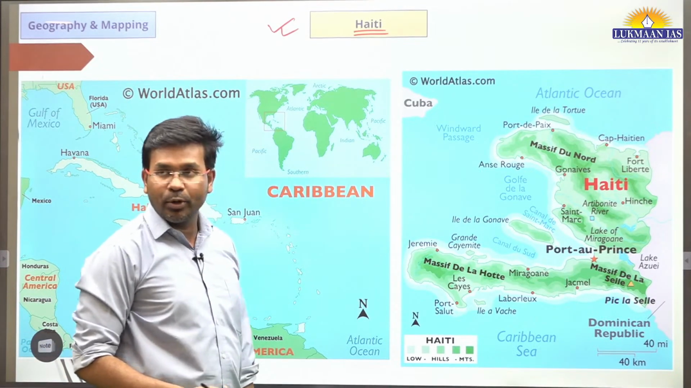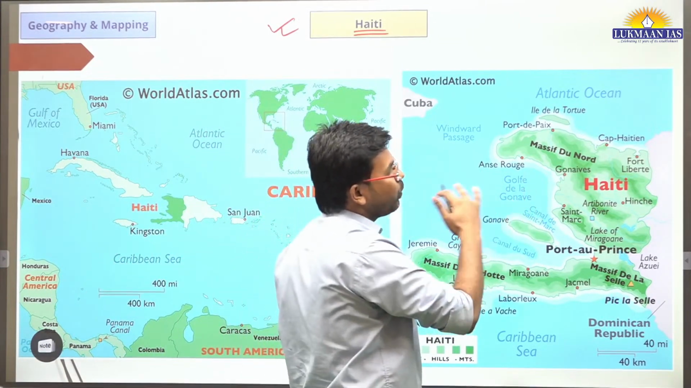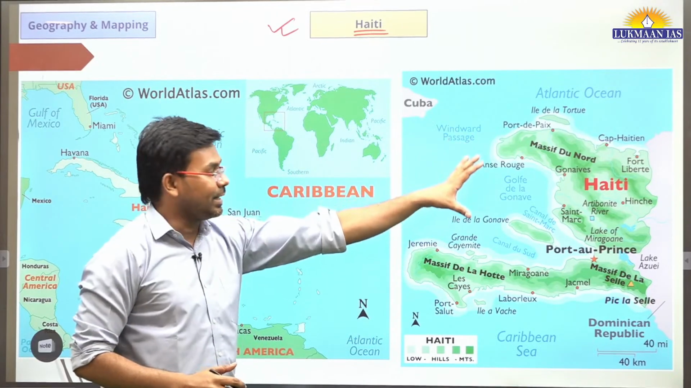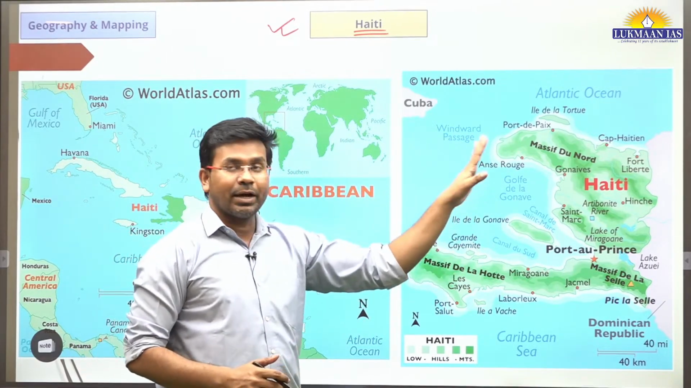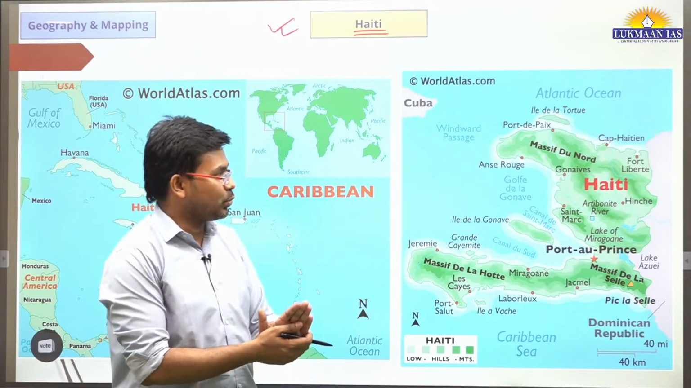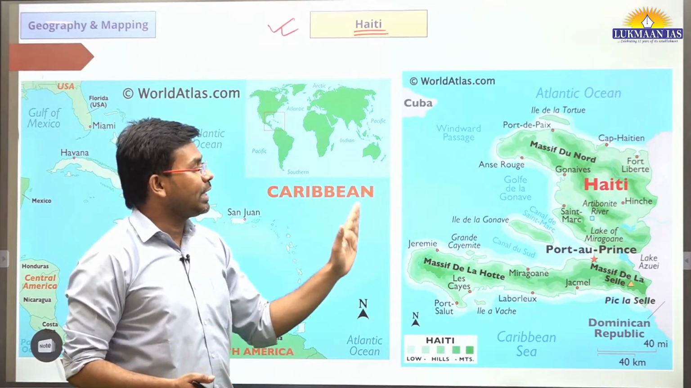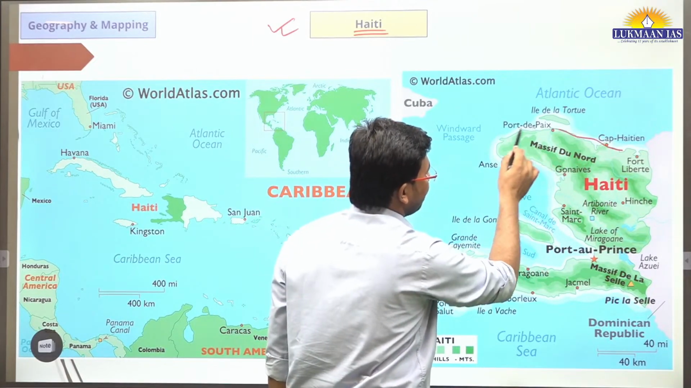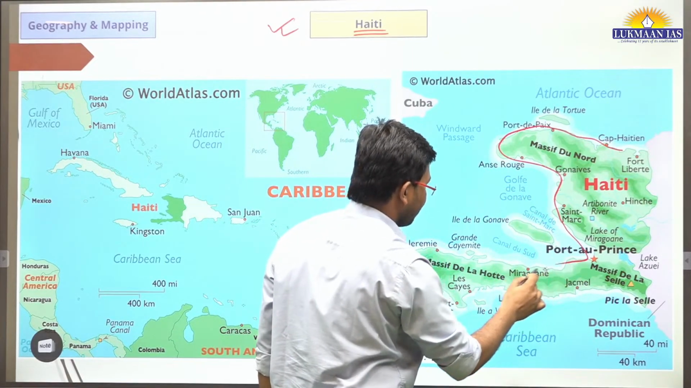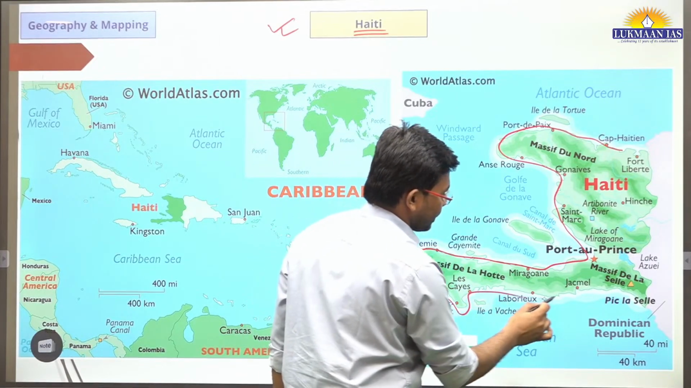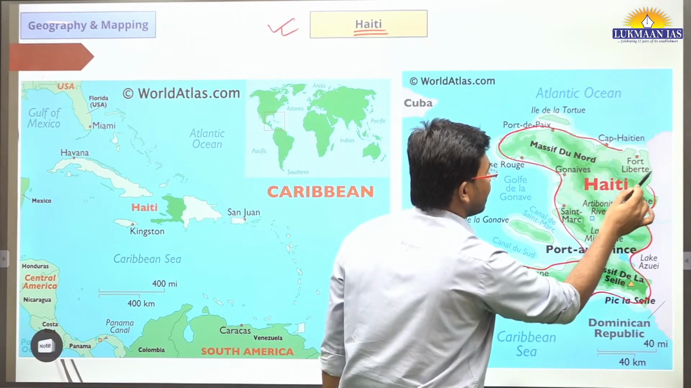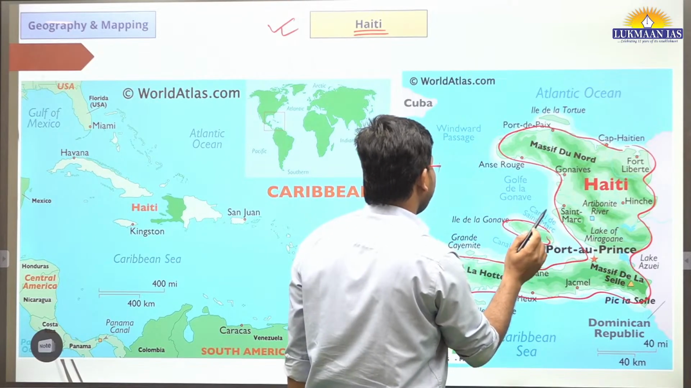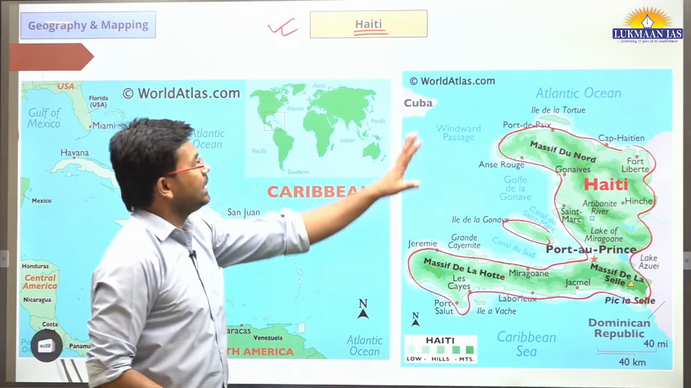When we talk about Haiti, Haiti is part of one specific island. It covers 1/3 of that island. To the western part of that island, we have Haiti. So this is the map of Haiti, as we can see over here. This is the country, the Republic of Haiti.